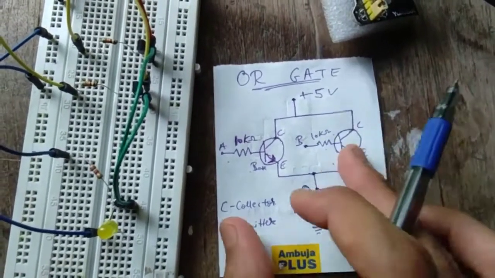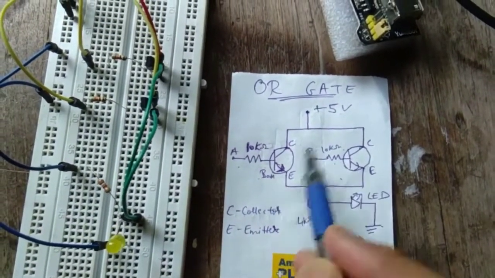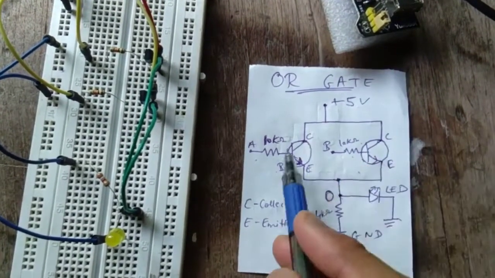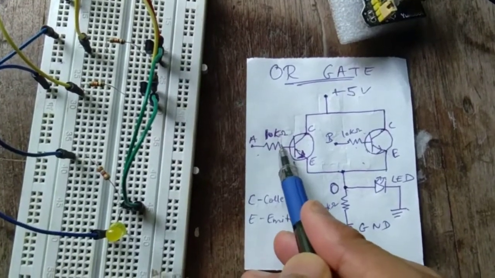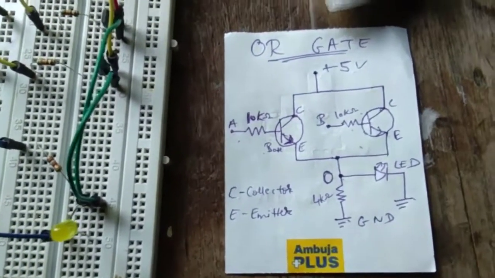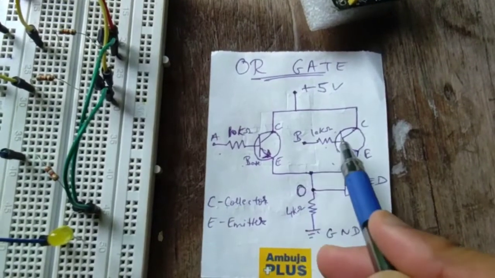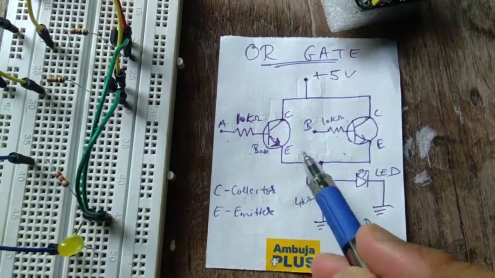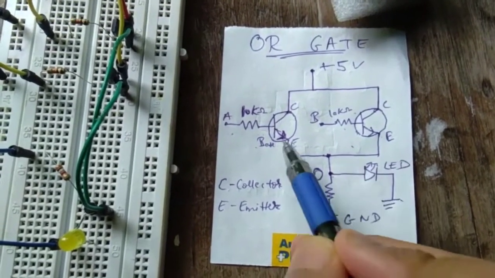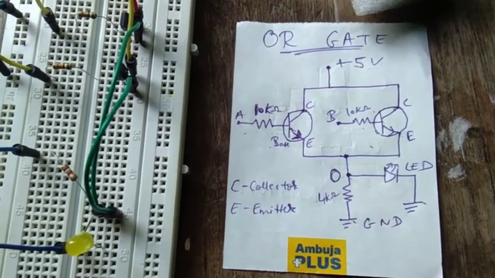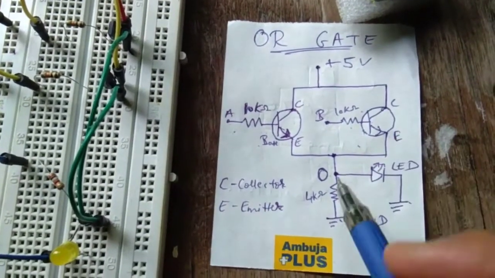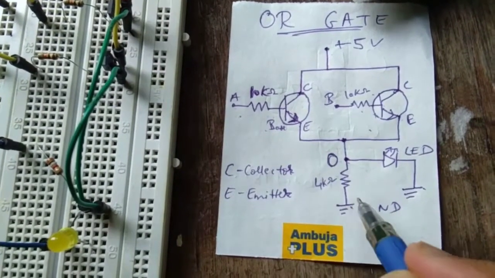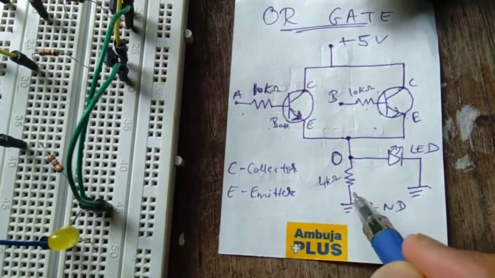Now I have connected a plus 5 volt supply which goes to the collector of both of my transistors, and then the bases of both transistors are connected to two different inputs. The first transistor is connected to input A through a 10 kilo ohm resistor, and similarly the second transistor is connected to input B using a 10 kilo ohm resistor. Finally, the emitters of both transistors are connected at a point which goes to the ground through a 4 kilo ohm resistor.